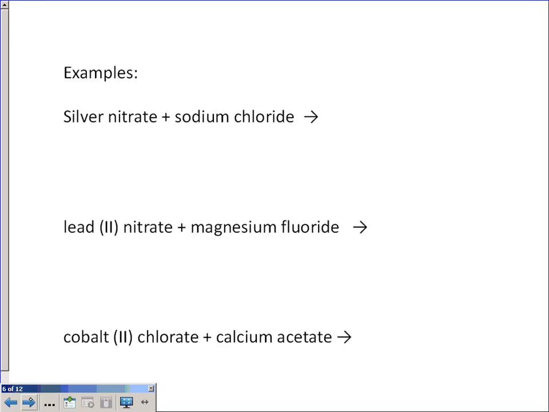Now let's practice putting them into actual equations. Silver nitrate plus sodium chloride. Silver nitrate, AgNO3, silver has a +1, nitrate has a -1, plus sodium chloride, Na, +1, Cl, -1. Well, double replacement means that I flip-flop. So silver is going to be my cation, nitrate is my anion, sodium is my cation, chlorine is my anion.